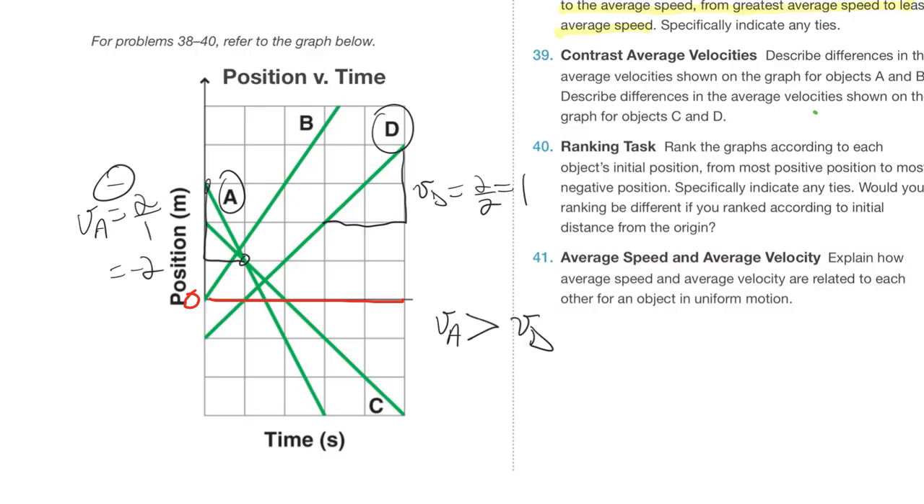Okay, so tell me which ones are negative velocity in this graph. Okay, all downhill ones, right? So letter C, letter A, and that's it. You read left to right. How about the positive velocity ones? Well, that's everything else. That's green. B and D.